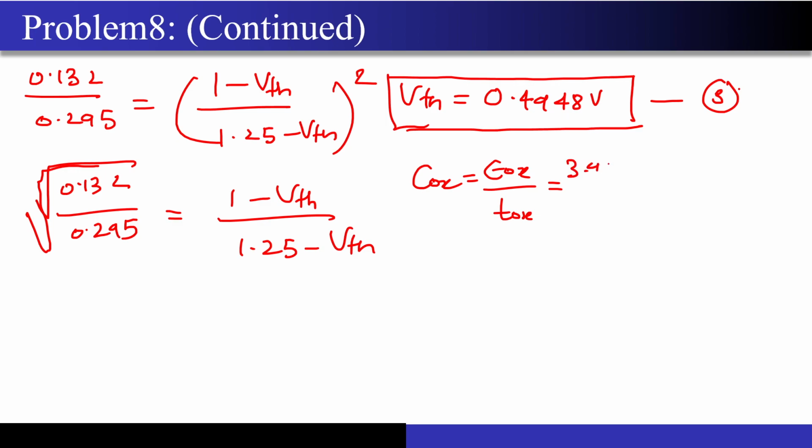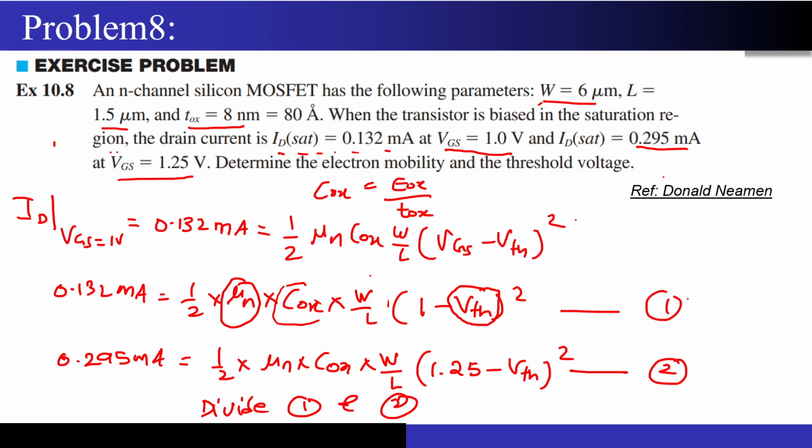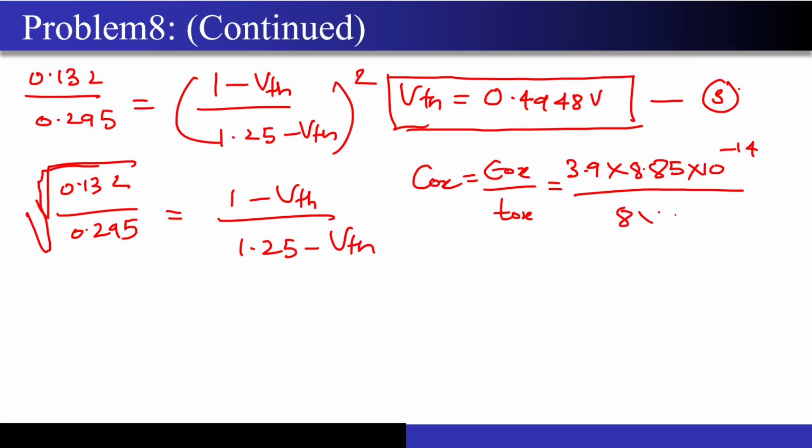So epsilon ox is 3.9. Now what is the permittivity of free space? 8.85 into 10 to the power minus 14. What is the thickness of the oxide that they have given? The thickness of the oxide is 8 nanometer, so 8 into 10 to the power minus 7. Now if you try to find this Cox value, it will come out to be around 4.314 into 10 to the power minus 7 farads per centimeter square.